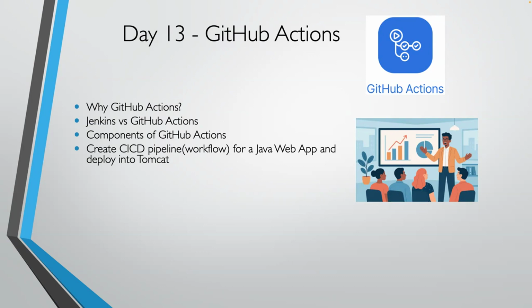And then we will also go ahead and understand the components of GitHub Actions. And once we understand the different components of GitHub Actions, we will go ahead and implement a CI/CD pipeline for the Java web app that we have already configured in GitHub. And once the pipeline is configured, we will automate the build and the deployment, and finally deploy the Java web app into a Tomcat web container.